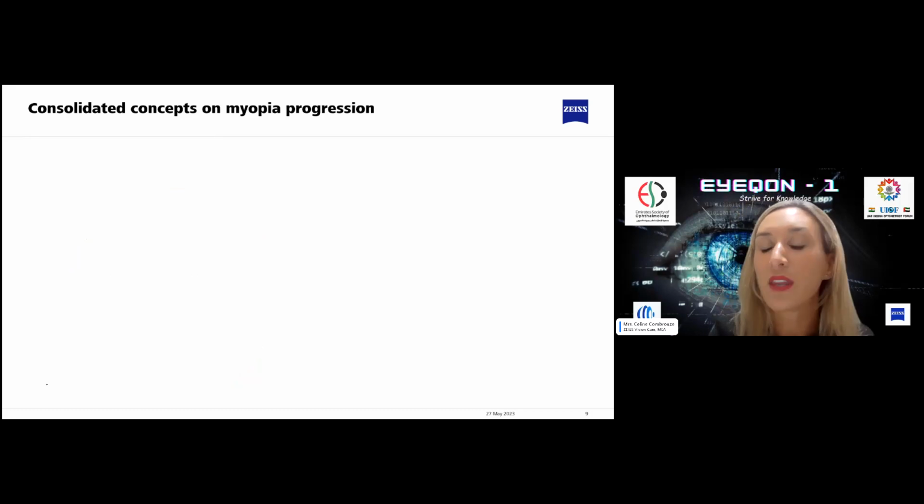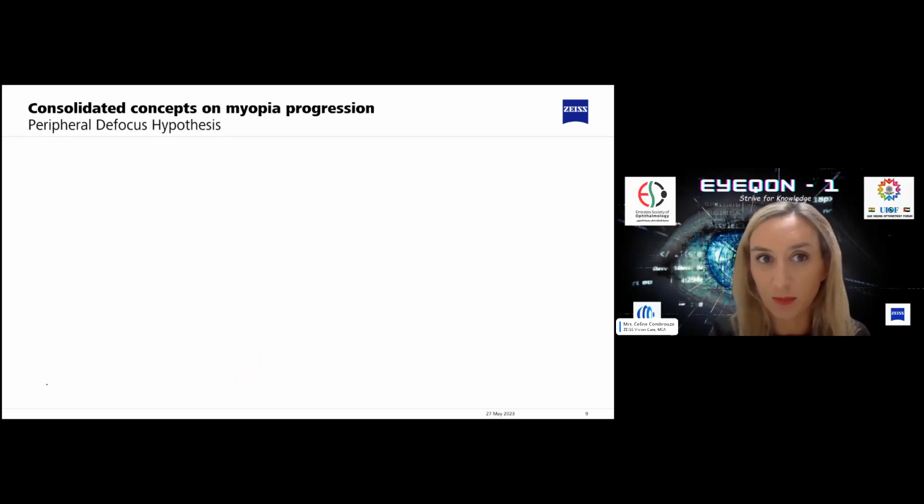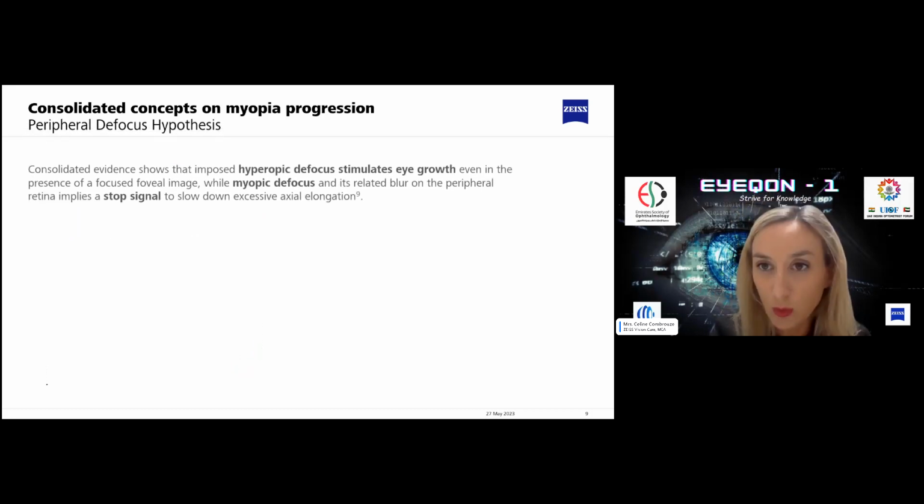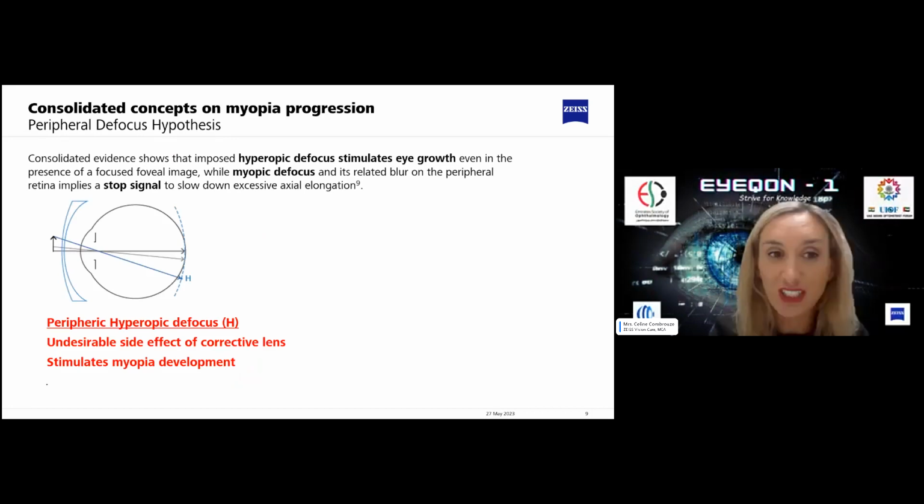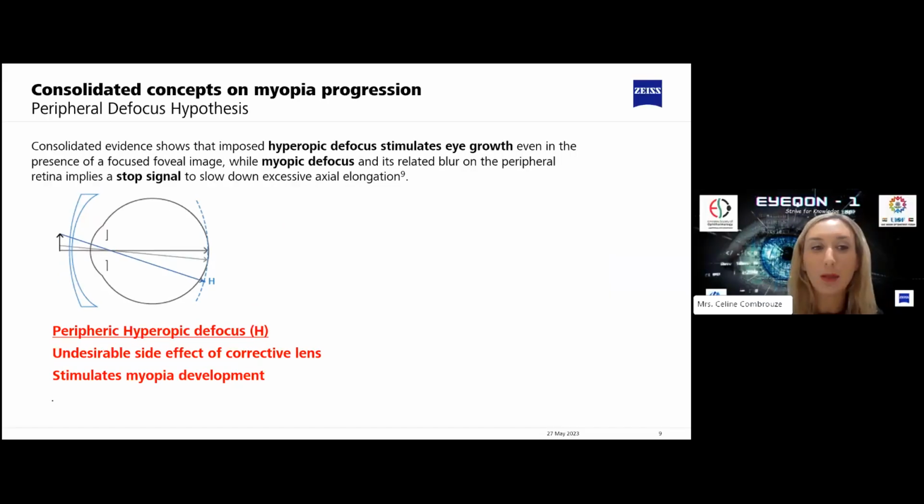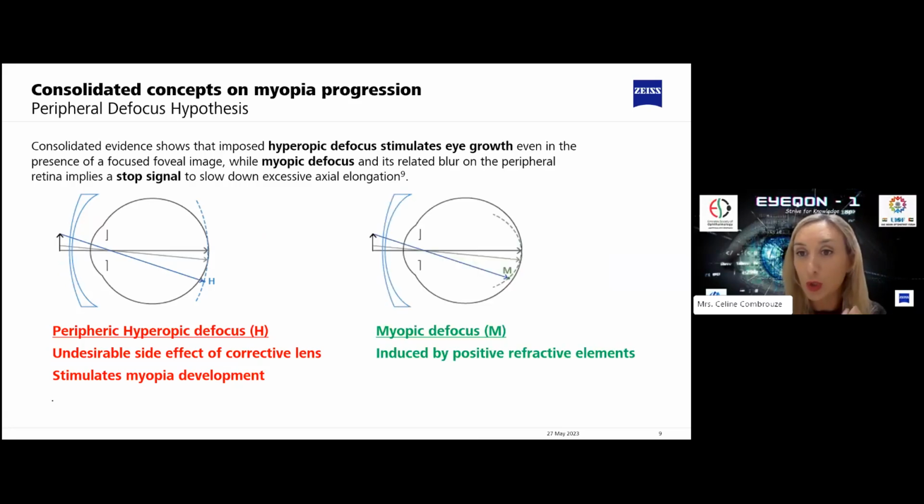So how do we stop that? What are we going to do to send a stop signal to the brain? We just said that hyperopic defocus is actually an undesirable side effect of a corrective lens, which is stimulating myopia. To stop that, we are going to do the opposite.